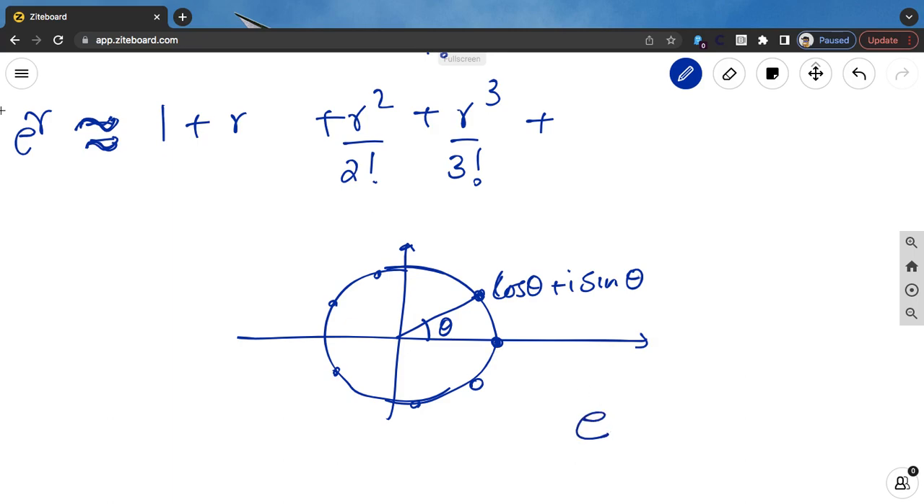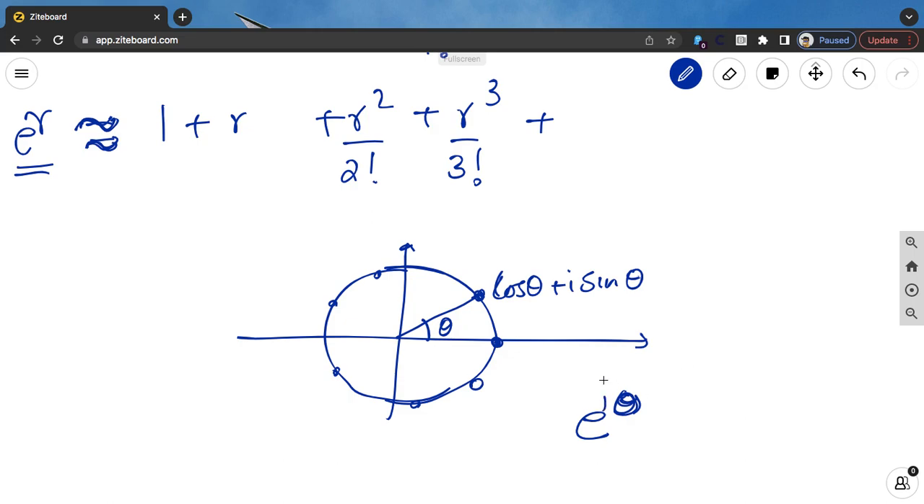E raised to r means growing till r. It is growing, but it is growing to an extent which is determined by r. Same way, if it is e raised to theta, it is growing to what extent? Till theta.